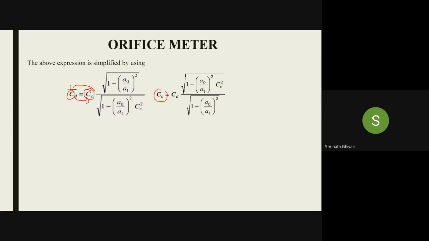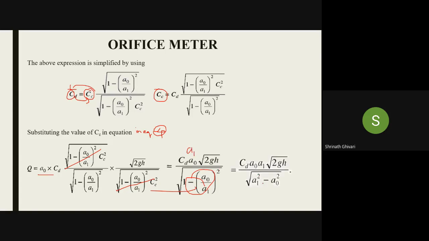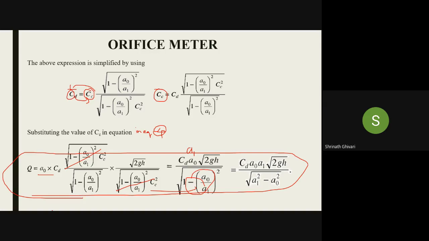I am going to substitute Cc in equation 4. When I substitute, I get this, and this and this will get cancelled. It will remain as A0 Cd into square root of 2gh divided by square root of 1 minus (A0 by A1) whole square. So I will take the LCM at this point. I will be left with A1 on the numerator, and the denominator will be square root of A1 square minus A0 square. This is the final expression for orifice meter discharge: Q equal to Cd into A0 A1 square root of 2gh divided by square root of A1 square minus A0 square.